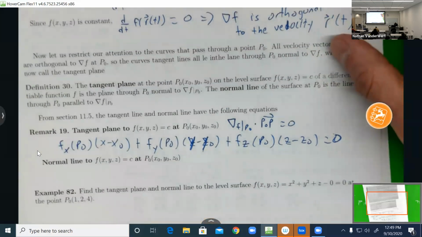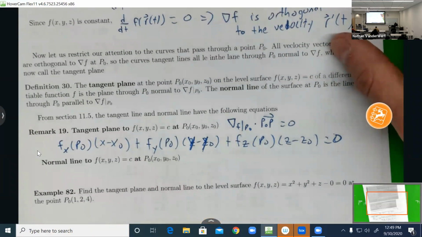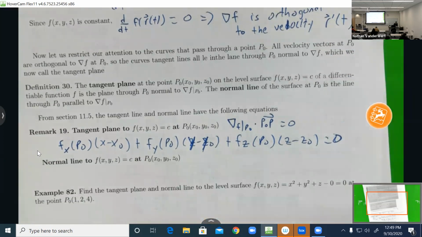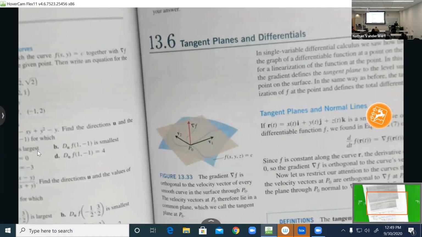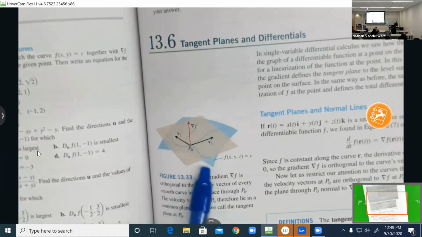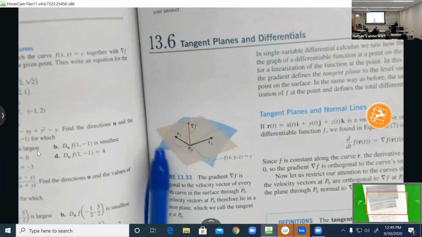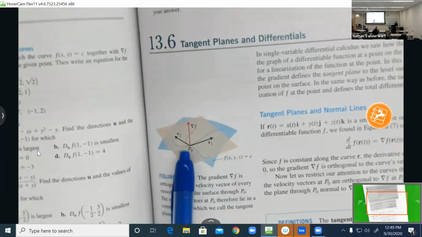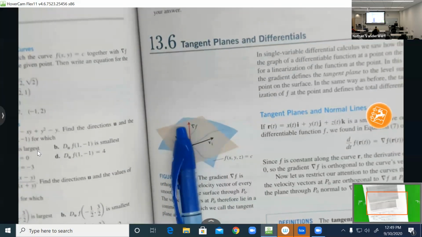And the normal line, to make the actual line, is going to be parallel to the gradient, since that gradient is sticking upwards. Here's a picture. I didn't get a chance to put pictures in this time, but here's a surface f(x, y, z) = c, and here's the tangent plane, and then you have this gradient of f sticking straight up from it.